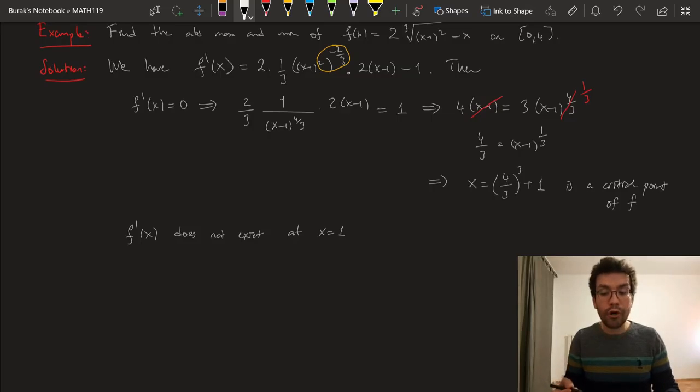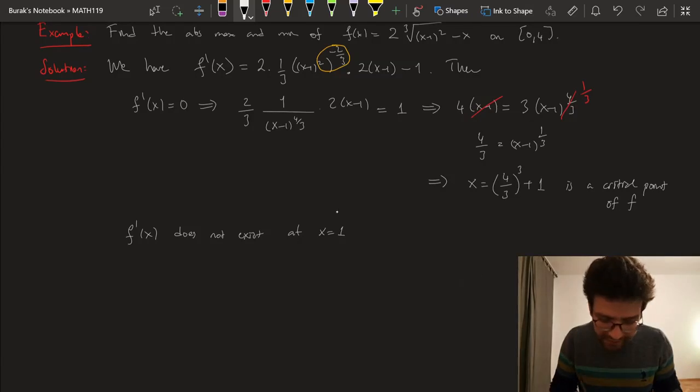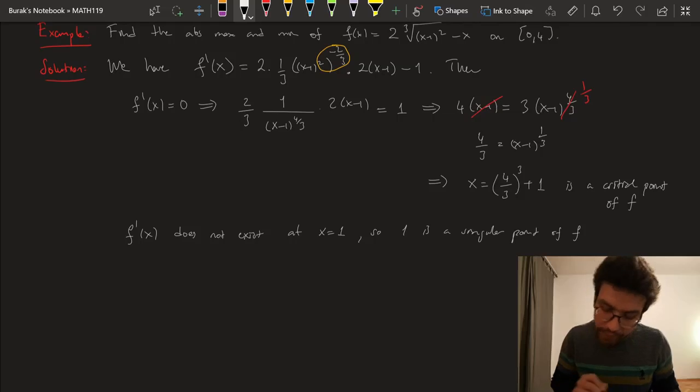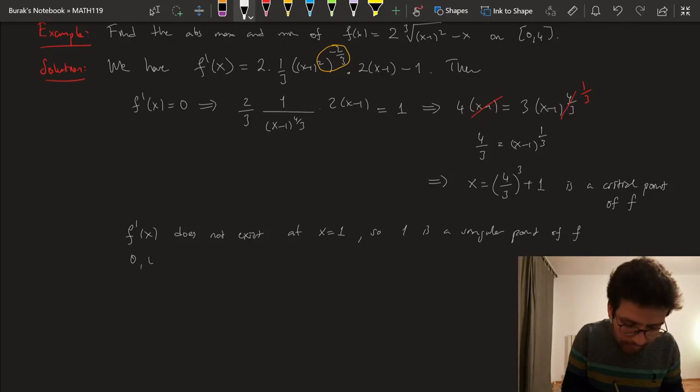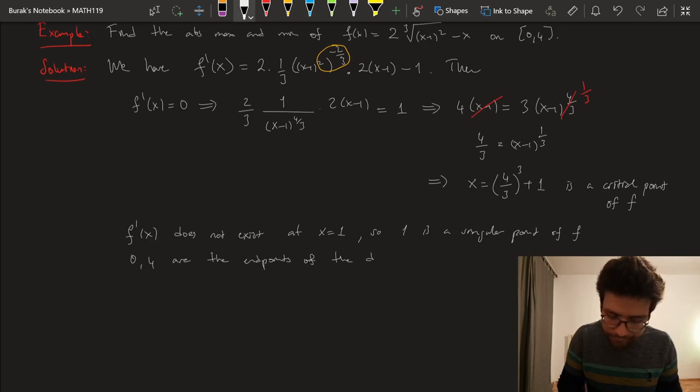So I have one point where I don't have a derivative. So f prime does not exist at 1, so 1 is a singular point of f. And I have two endpoints, 0 and 4. 0 and 4 are the endpoints of the domain of f.